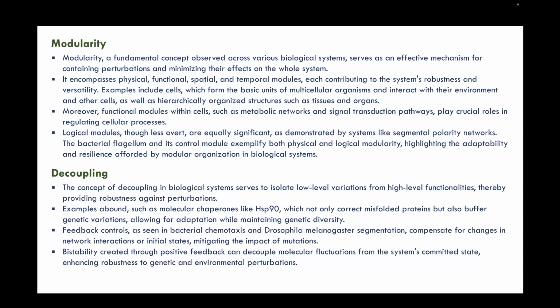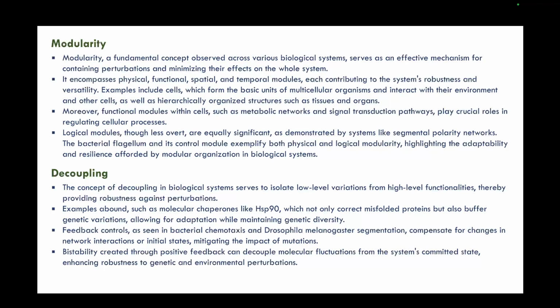It encompasses physical, functional, spatial, and temporal modules, each contributing to the system's robustness and versatility. Examples include cells, which form basic units of multicellular organisms and interact with their environment and other cells, as well as hierarchically organized structures such as tissues and organs. So there should be a clear division. There should be clear modularity. So each of those modules can contribute to the robustness.